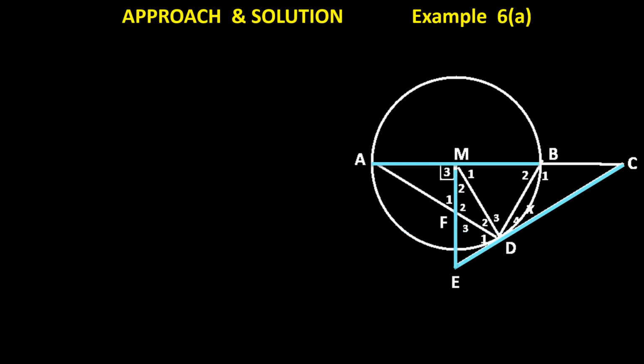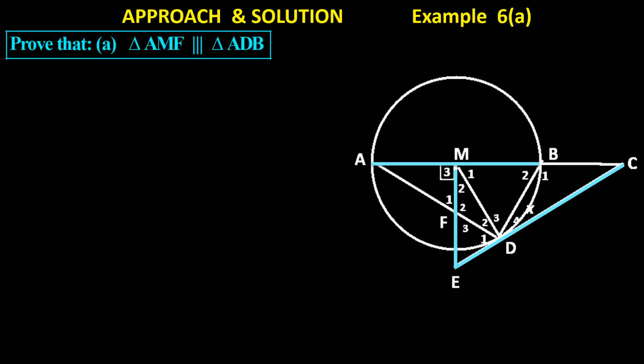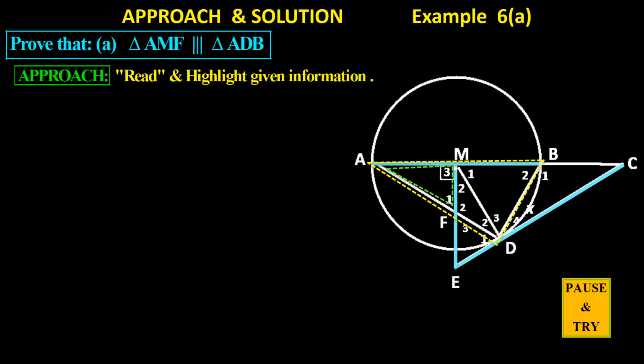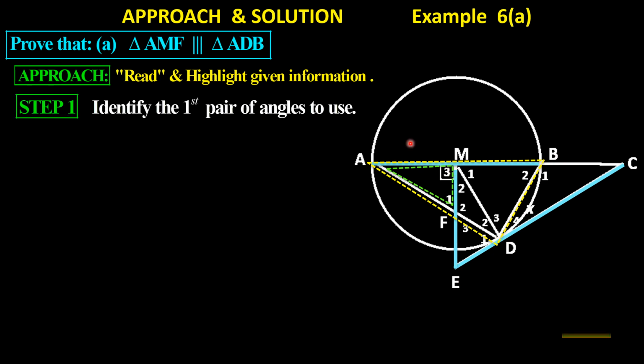Now let us look at the solution to 6A. In 6A, we want to prove that triangle AMF, let's see, where's AMF? There's AMF, so it's that triangle there. And we want to prove that it's similar to ADB, so we know what to focus on. So there's AMF similar to ADB. Now, first of all, always remember that you must read and understand all the information. Like we had a tangent, so we can use our tangent theorem. There's a diameter, and that EM is perpendicular.